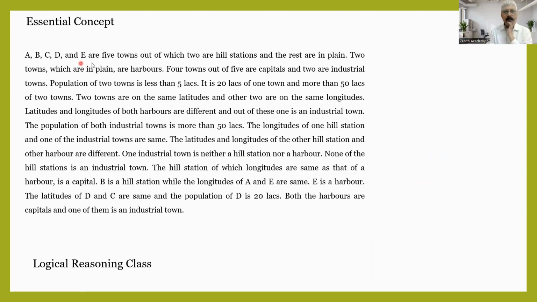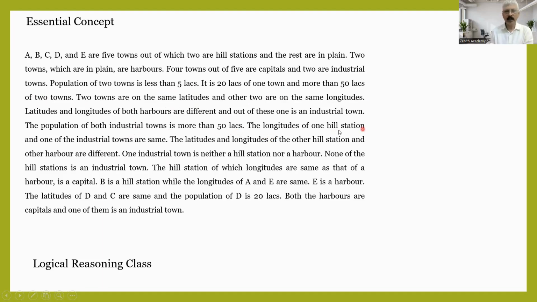A, B, C, D, E, and F are 5 towns. Out of these, 2 are hill stations and the rest are in plain. 2 towns which are in a plain are harbors. 4 towns out of 5 are capitals, and 2 are industrial towns. Population of 2 towns is less than 5 lakhs. It is 20 lakhs for 1 town and more than 50 lakhs for 2 towns. 2 towns are on the same latitude and the other 2 are on the same longitude. Latitudes and longitudes of both harbors are different, and out of these, one is an industrial town. The population of both industrial towns is more than 50 lakhs.